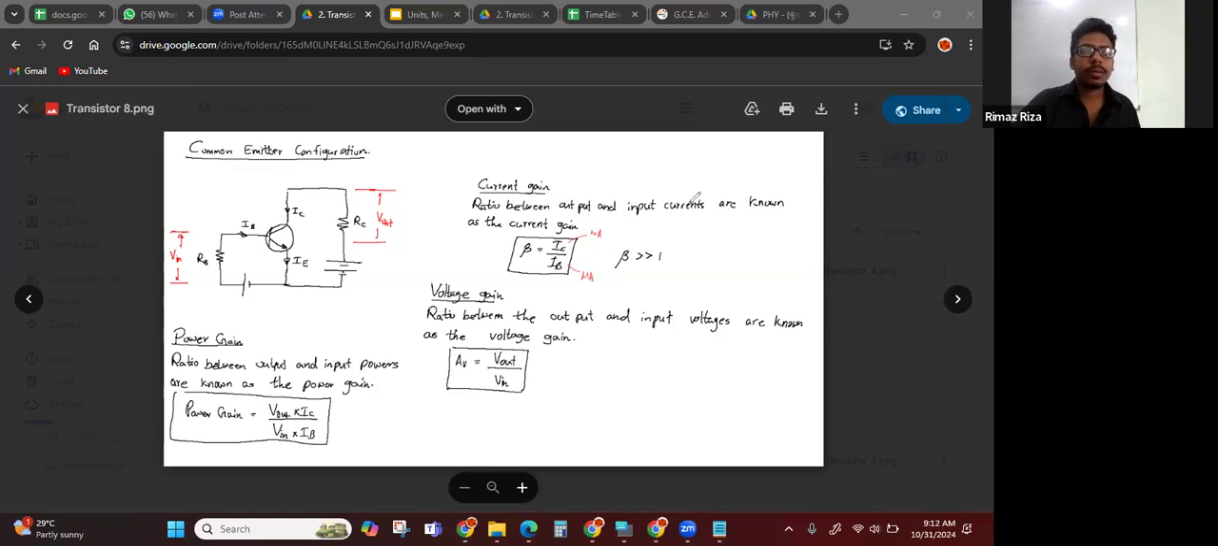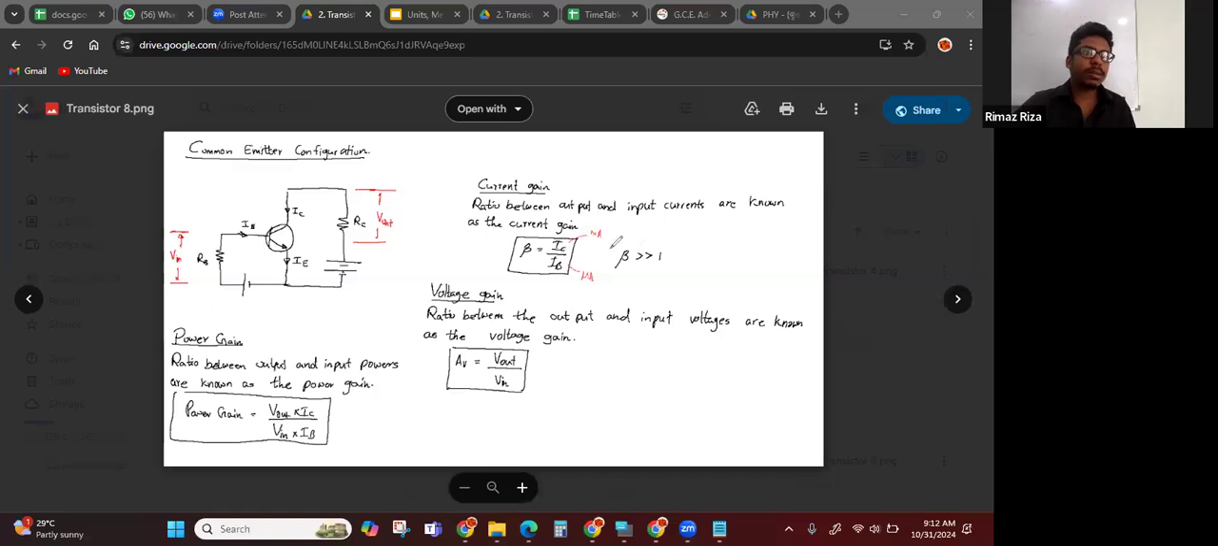So now, for example, if you want to amplify a current, you can use the common emitter configuration. For example, let's say we have an input signal. We can consider a speaker: it takes the input signal, amplifies the current, and gives a large output. So there we can use the common emitter configuration as a signal amplifier.